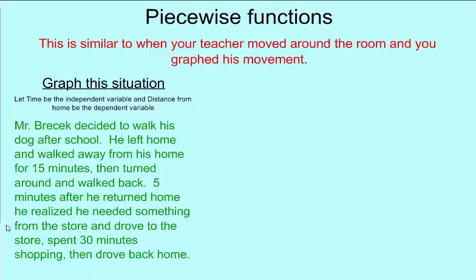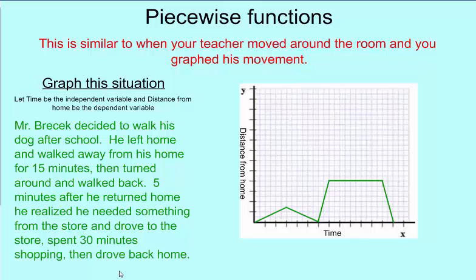Mr. Braychek decided to walk his dog after school. He left home and walked away from his home for 15 minutes, then turned around and walked back. 5 minutes after he returned home, he realized he needed something from the store and drove to the store, spent 30 minutes shopping, and drove back home. Let's look at what this graph would look like.